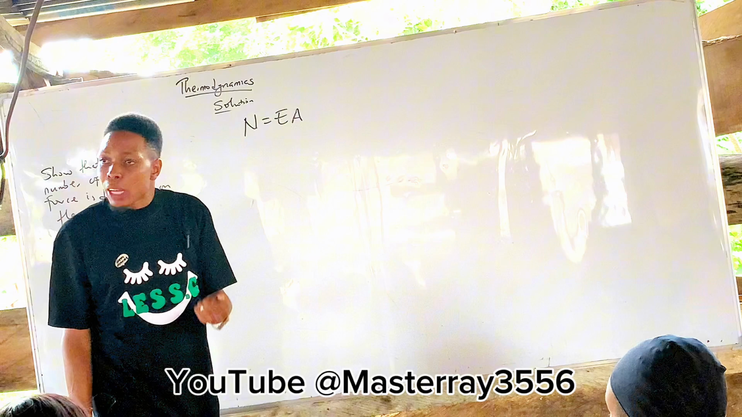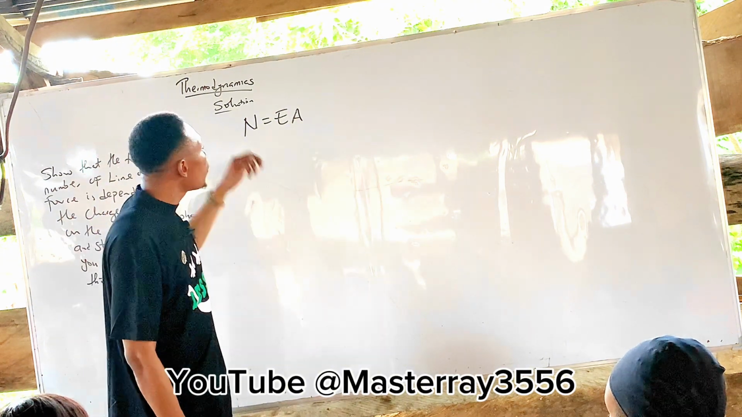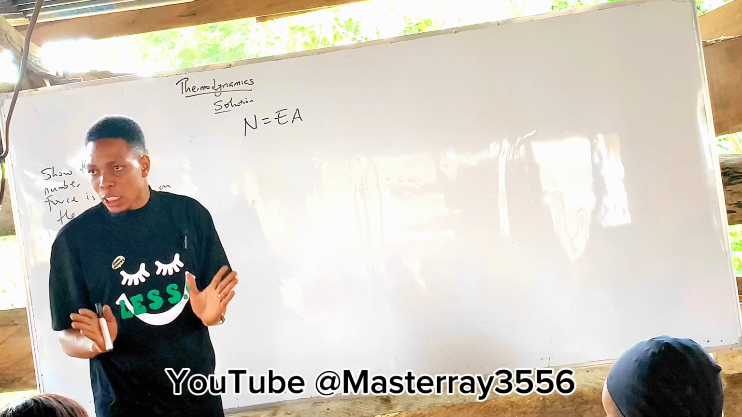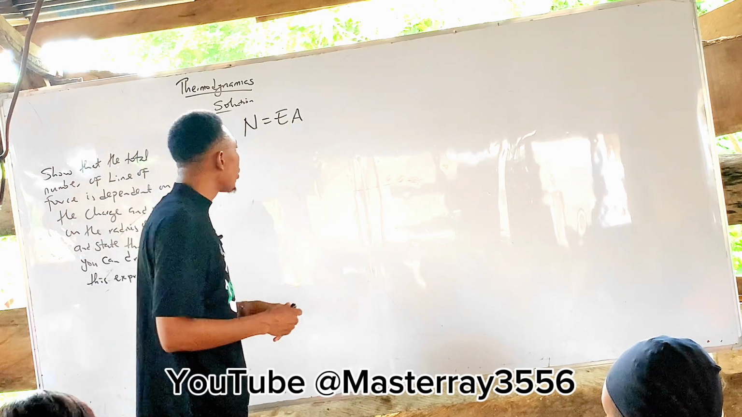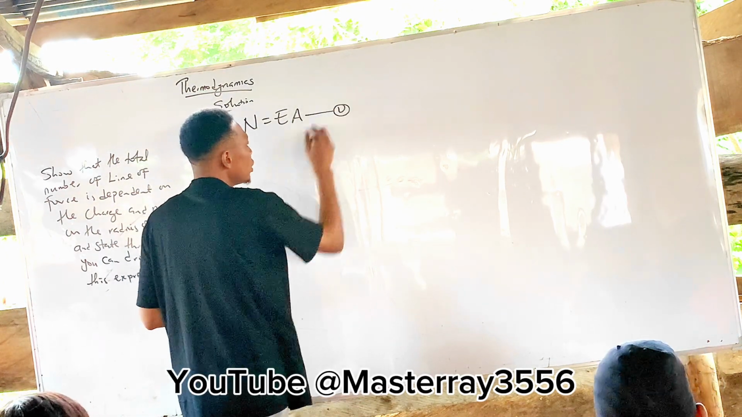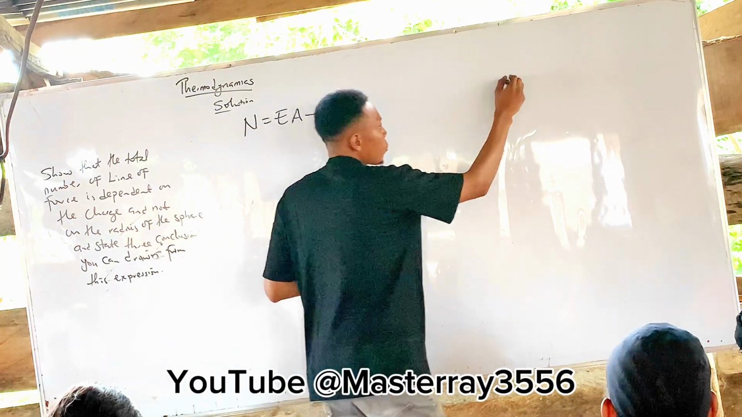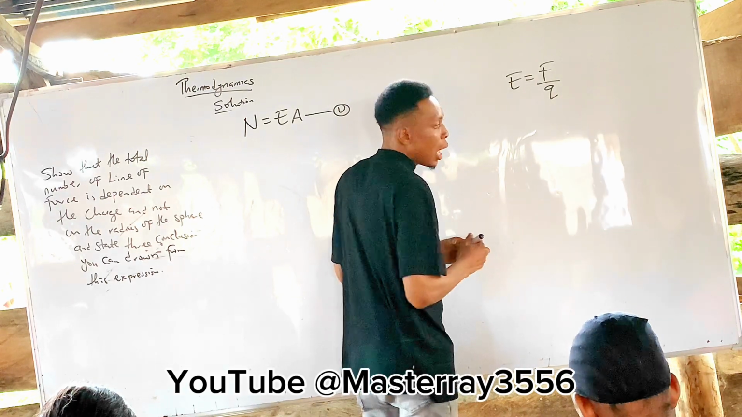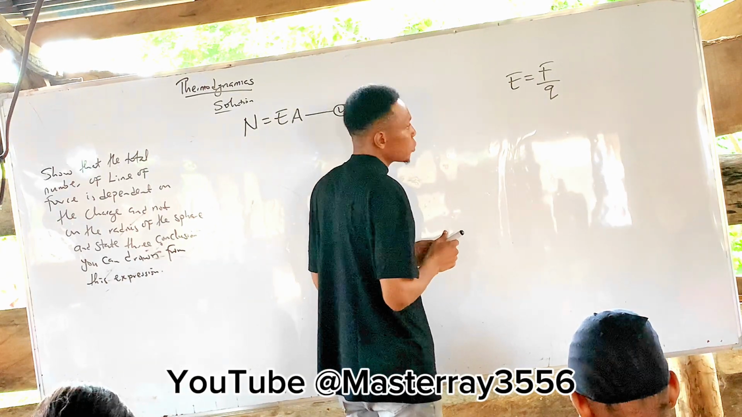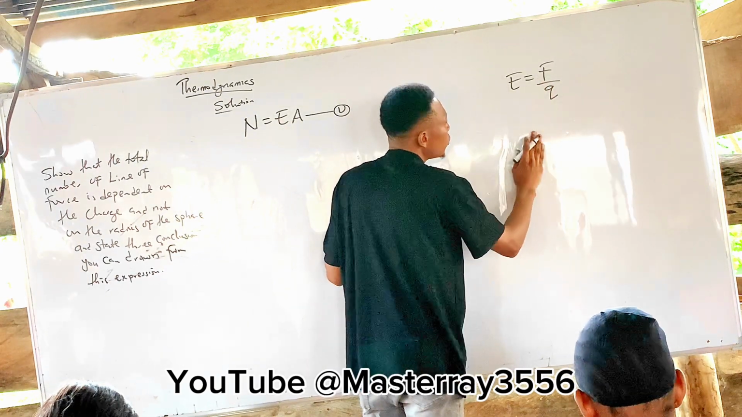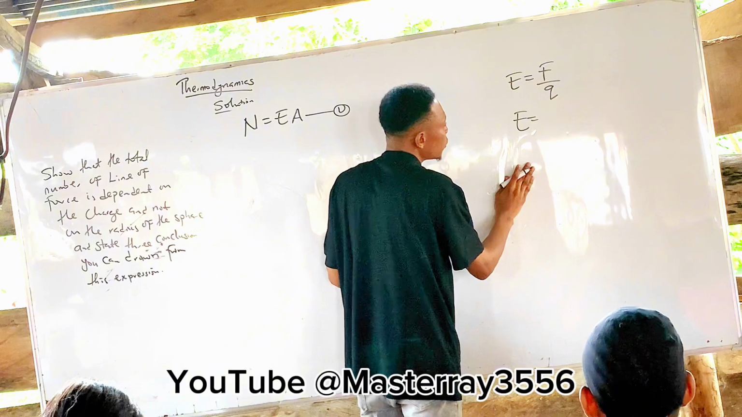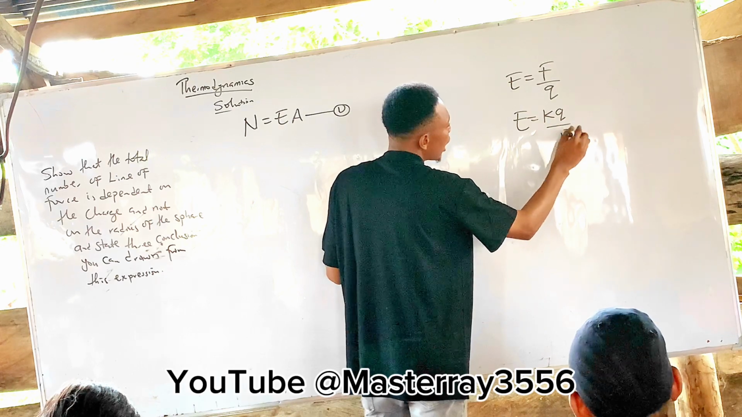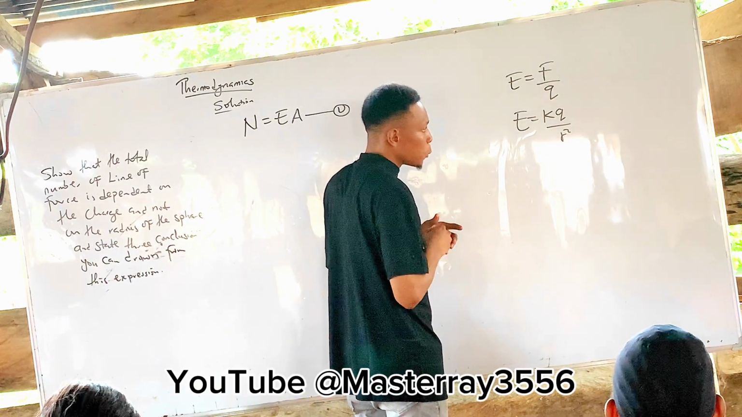Now what they're asking you to prove is that your number of lines will not depend on the radius, but instead on the charge. Now how do you go about that? From here you can simply call this equation 1. For our electric field, E is equal to F over Q. And please pay attention. According to this, we also have E equals to KQ over R square.